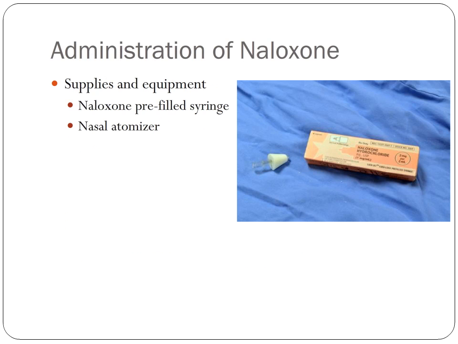So now we'll start discussing the actual administration of the naloxone. It's important that before you try to start giving it, you have your supplies and equipment nearby. You'll need the naloxone pre-filled syringe, which is likely to come in this orange box you see here, as well as the nasal atomizer, which you see to the left of the box.